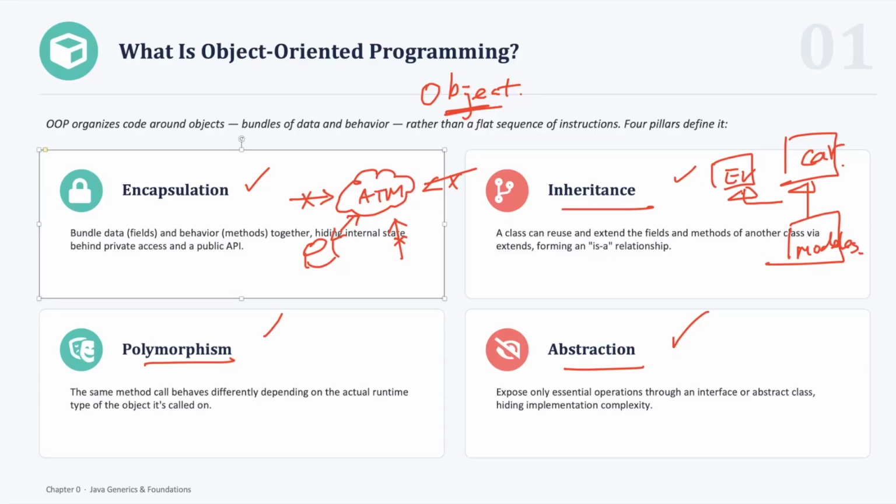Mastering these four pillars turns ordinary coding into great software engineering. Encapsulation protects our data. Inheritance cuts out boring repetition. Polymorphism brings awesome runtime flexibility, and abstraction keeps our interfaces clean and simple.